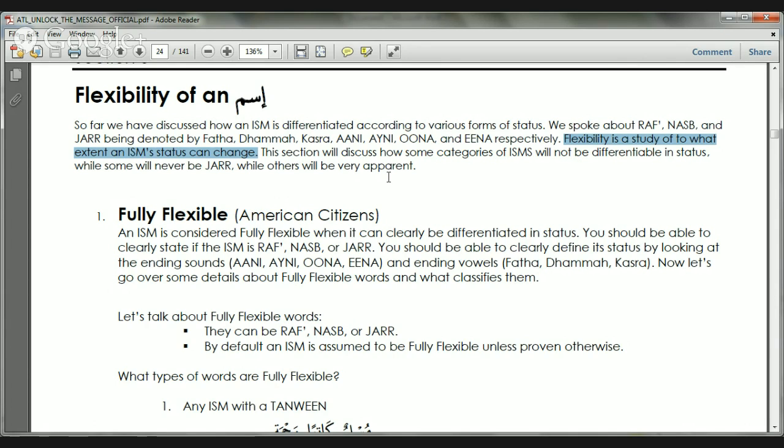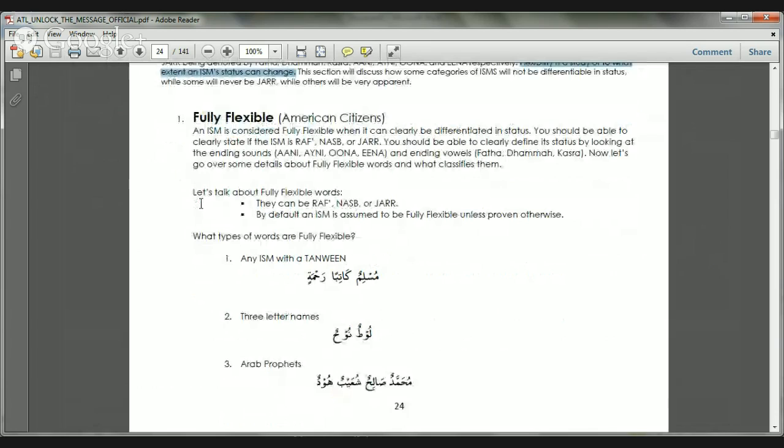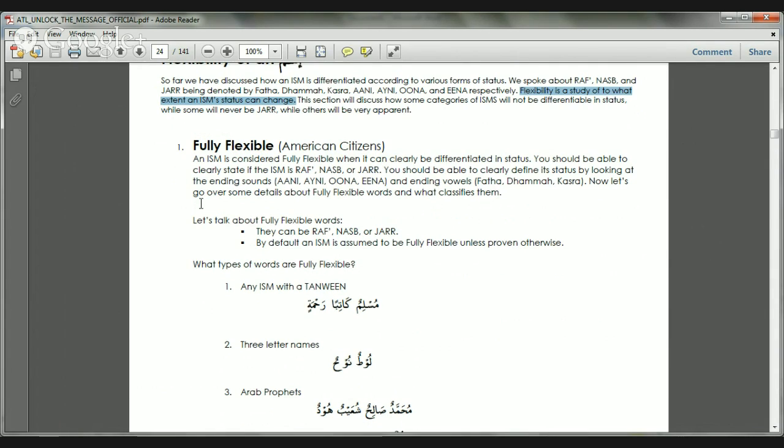So I want to give you an example of 3 categories of people. The first are American citizens. They can do whatever they want, they can fly wherever they want, they can work wherever they want. They have a passport, or they may have a green card, whatever the case may be. They have a permanent residence status in the United States and can stay here and be part of the fabric of society as they wish. Now, fully flexible isms fall under that category. They are American citizens. What does that mean? Well, that means they can be rafa, nasab, or jar.